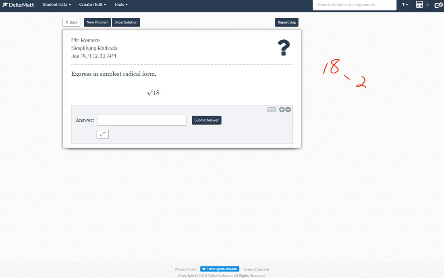So 18 is even. When I divide it by 2, it gives me 9. 9 is 3 times 3. So that means I can bring out the 3. What's going to stay on the inside? 4? No, not 4. 2 is going to stay on the inside.